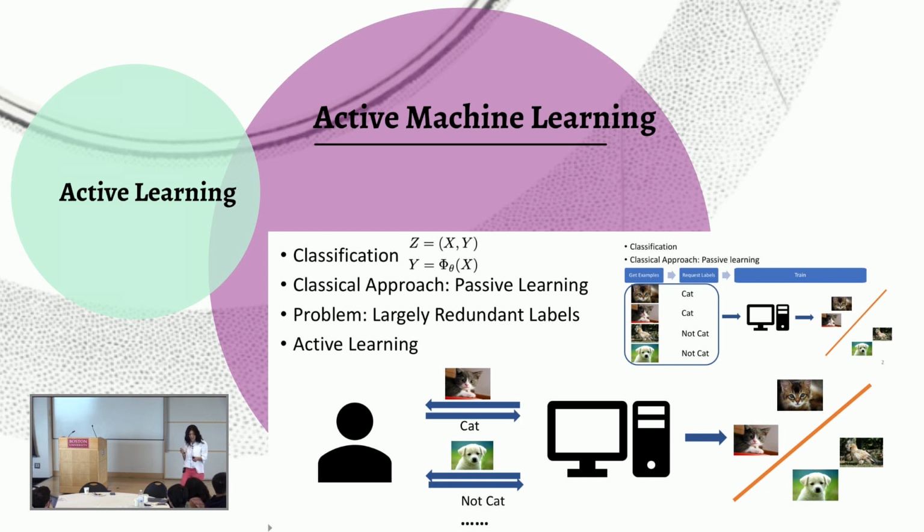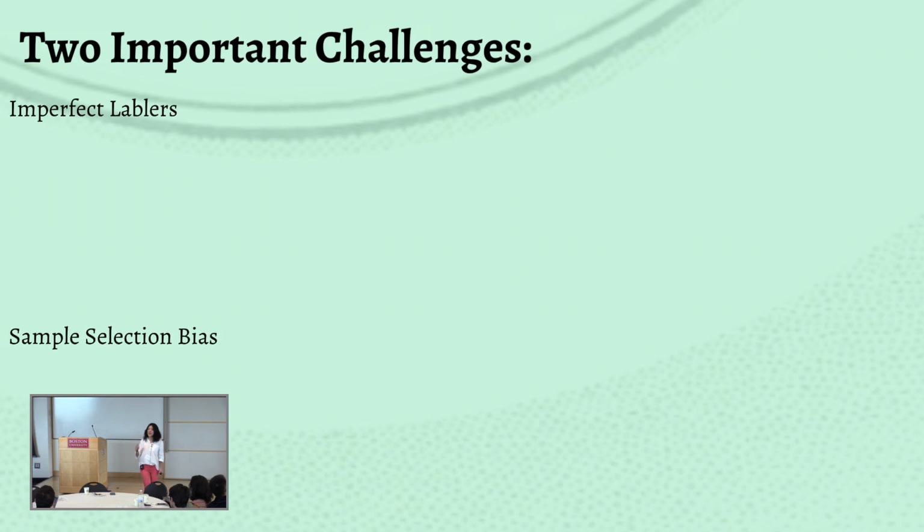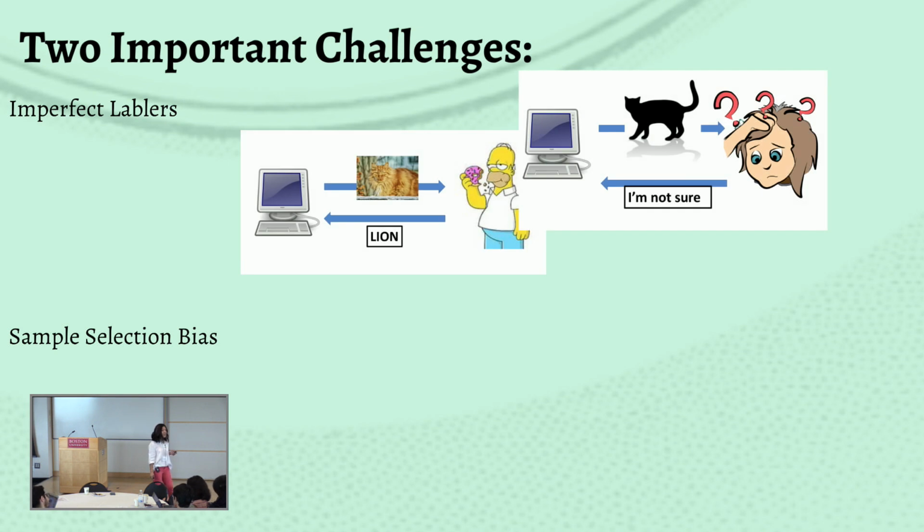This work that we did is all in collaboration with Kamalika Chowdhury, and we dealt with two really important aspects of the data. One is imperfect labels, and the other one was sample selection bias. I'm going to give you the flavor of these, but I'm going to leave it for further questions if there are any. So in the imperfect labels, the real difficulty is what do you do with labelers that can potentially flip the label?